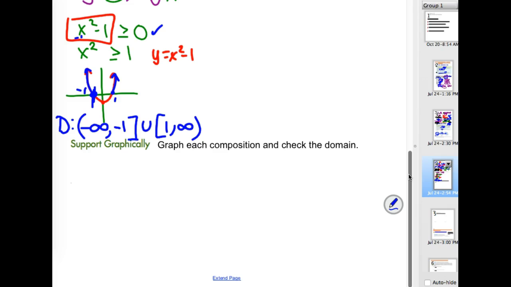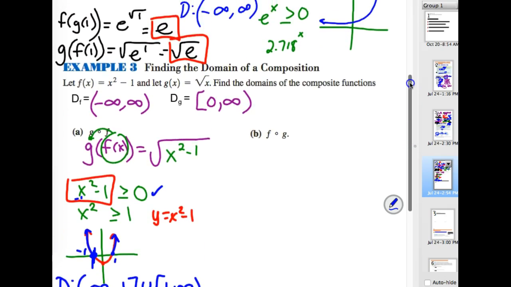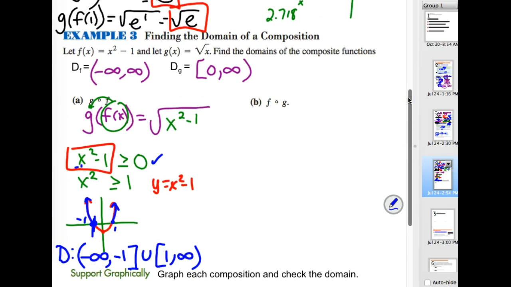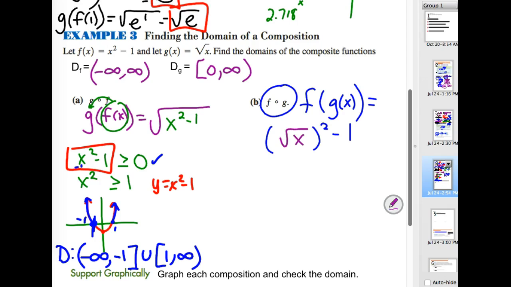All right, let's look at the second composition. This time we're doing f of g. So that means I'm taking my function f and I'm dumping my function g inside it. So I'm going to start with f, which is something squared minus 1, and then I'm going to dump g into it, which was the square root of x. Now simplifying this, when we square something that was square rooted, it cancels out. We just get x minus 1.